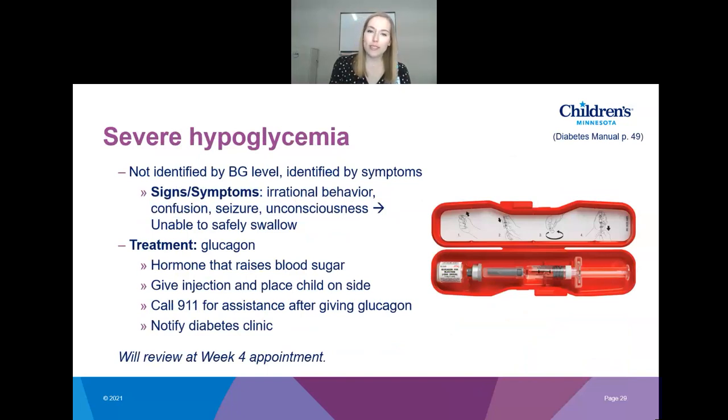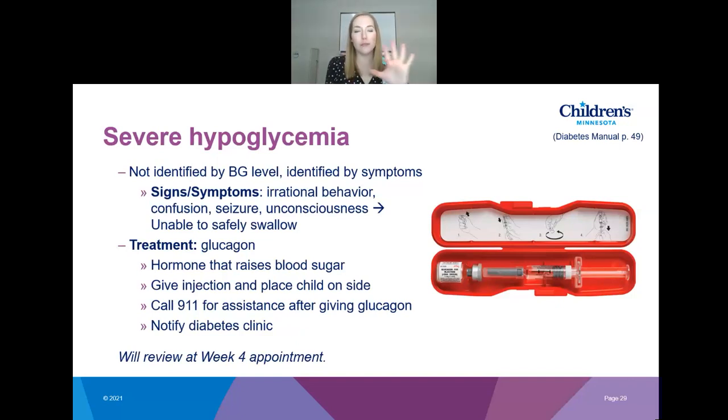Now, along with hypoglycemia comes severe hypoglycemia. Severe hypoglycemia does not have a number. It's simply based on symptoms. And some of the symptoms of severe hypoglycemia can be irrational behavior, confusion, and on the far end of the spectrum, it could be being unconscious or having a seizure. Now, those are, again, far end of the spectrum, but we do want to be aware of them so that if it happens, we know what to do.